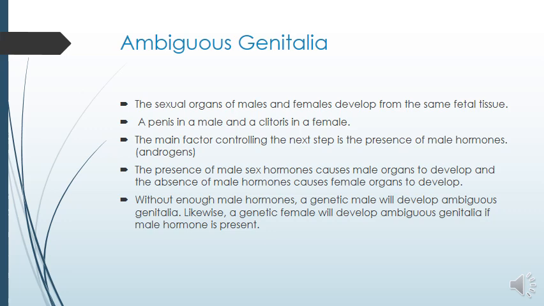The sexual organs of males and females develop from the same fetal tissue. The same tissue becomes a penis in a male and a clitoris in a female. The main factor controlling this step is the presence of male hormones, androgens. With the presence of male hormones, the male organs will develop, and in their absence, female organs will develop. Without enough male hormones, a genetic male will develop ambiguous genitalia. Likewise, a genetic female will develop ambiguous genitalia if the male hormone is present.